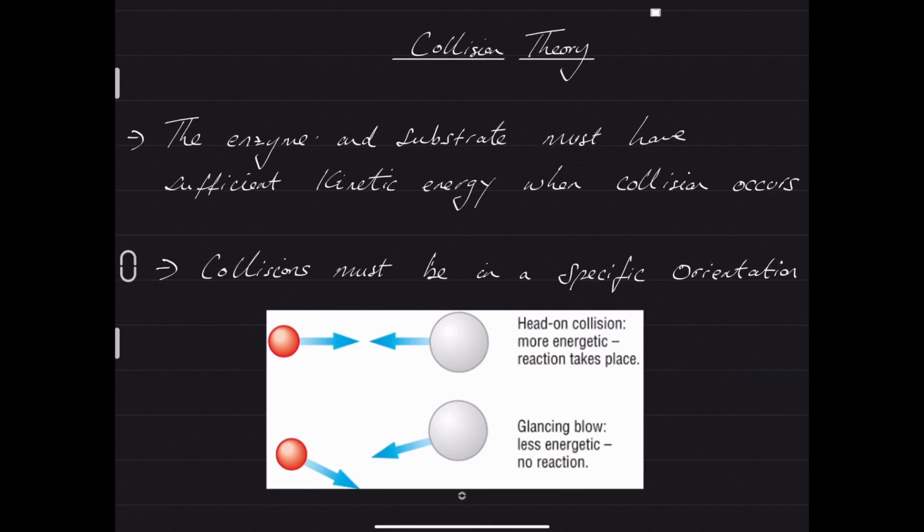Now, my question here is, why is this important when we talk about enzyme substrate or enzyme controlled reactions? Why is a specific orientation important when we have an enzyme controlled reaction? I want you to pause the video here and think about why the orientation of collisions is important, and I want you to post the answer back on Teams.